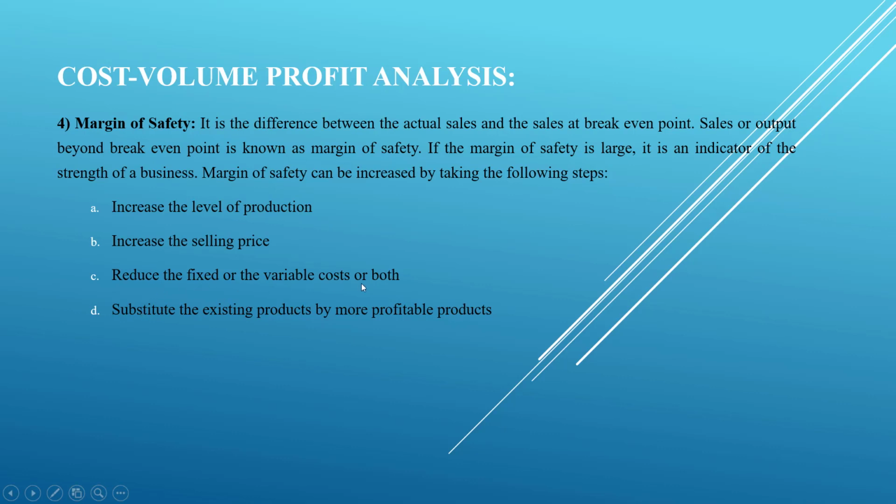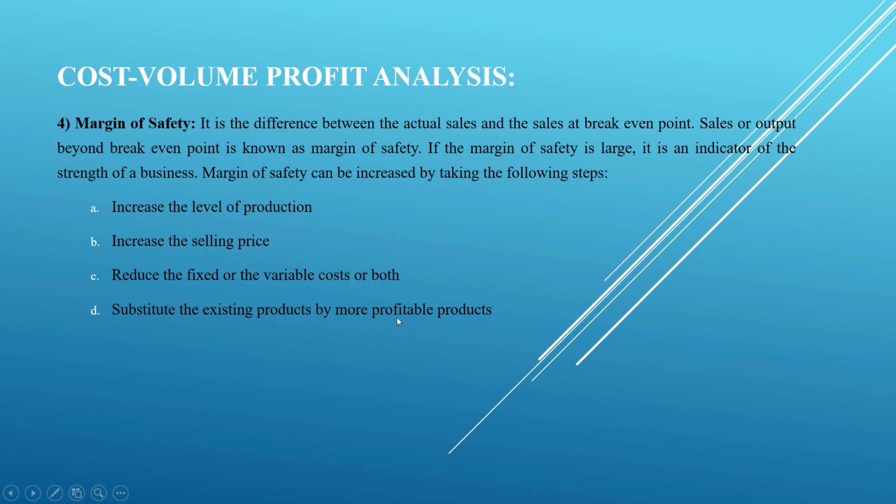Next is to reduce the fixed or variable cost, or both. You can reduce the fixed expenses in the company, or the variable cost, to the minimum. If you can keep the variable cost and the fixed cost to the minimum, or both, then you can increase the margin of safety. And then, substituting the existing product with more profitable products.